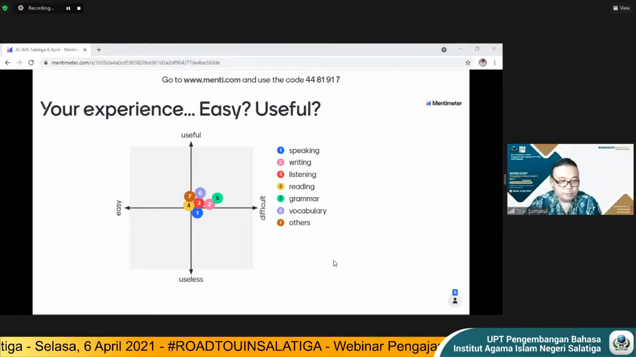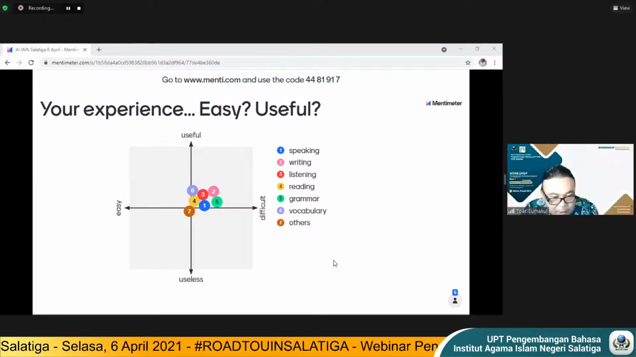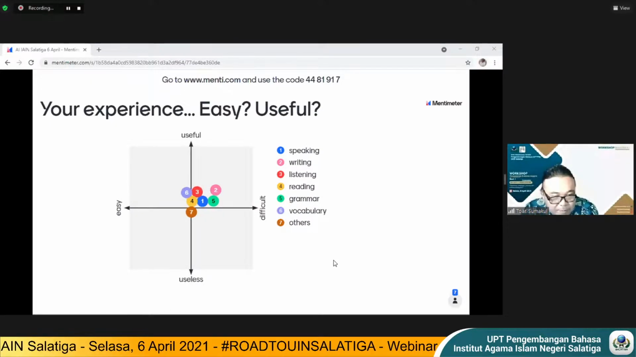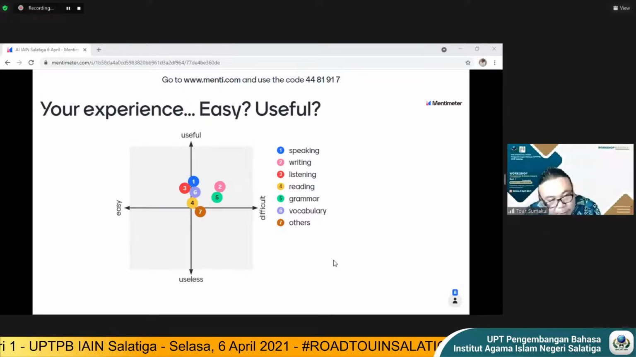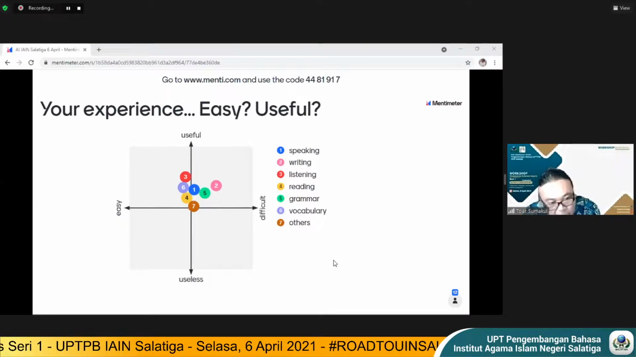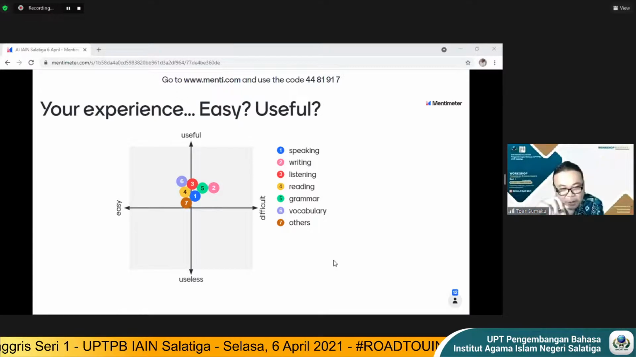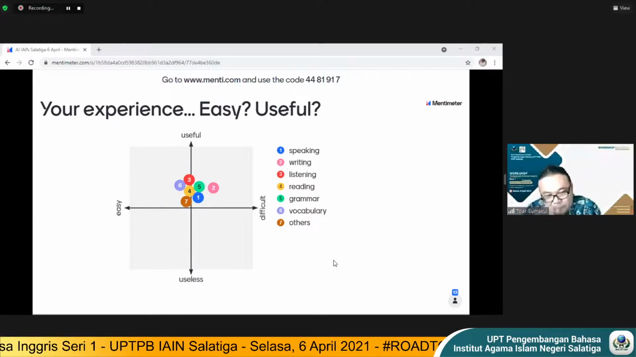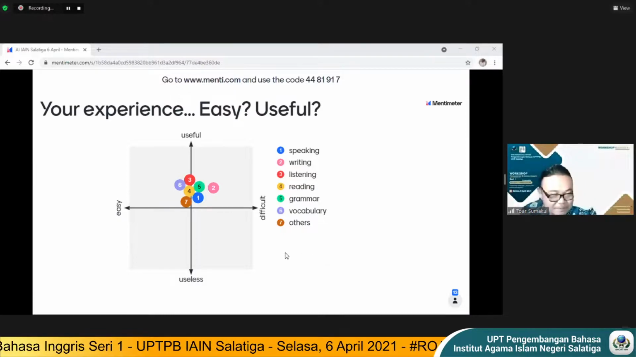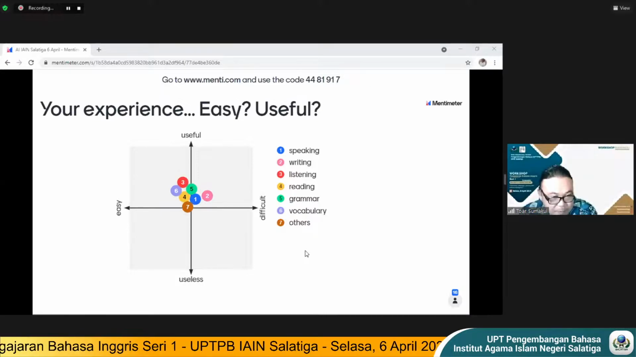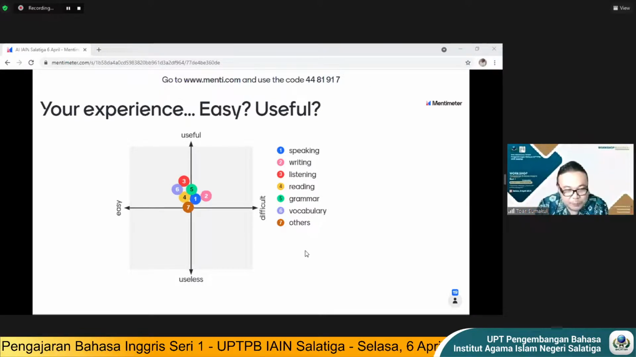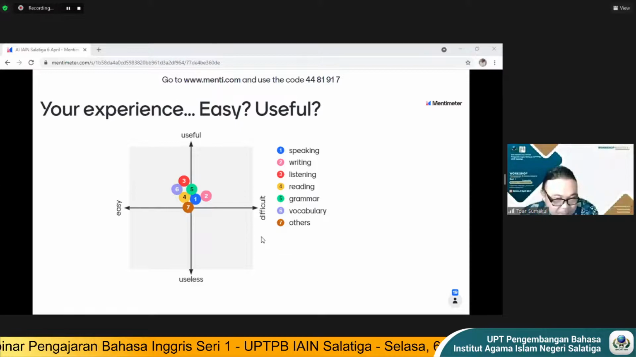Okay, I think you need more time for this. Ooh, useful. From the middle to useful, but also from the middle to difficult, so it's not easy. Okay, but now it's moving to useful but easy. But writing is still difficult.